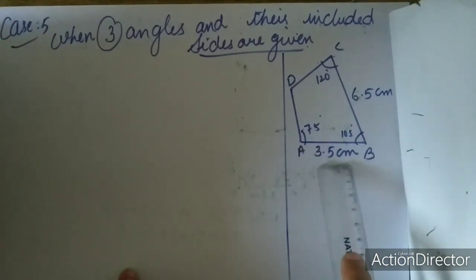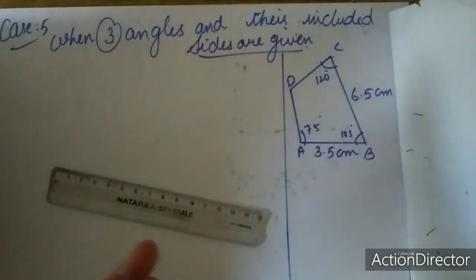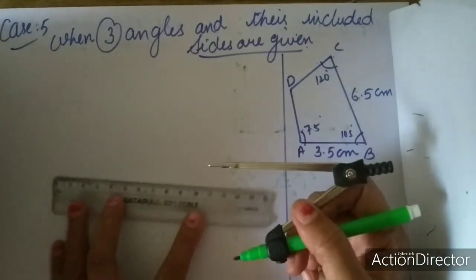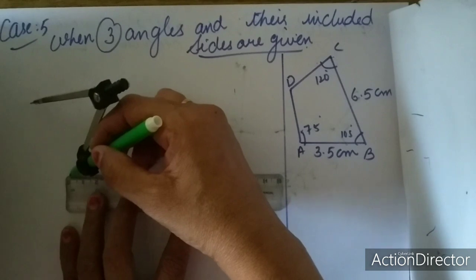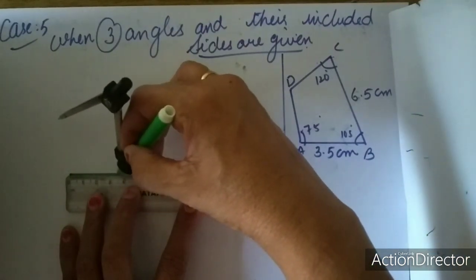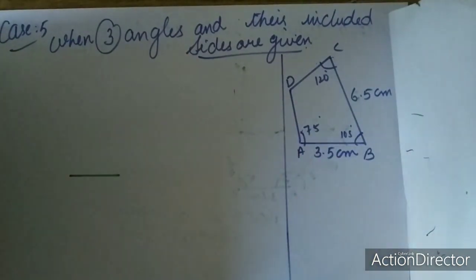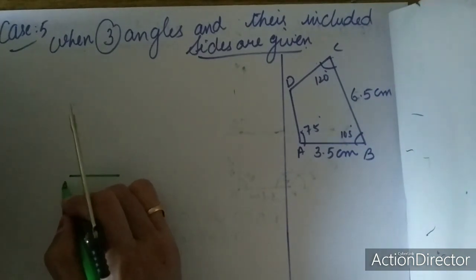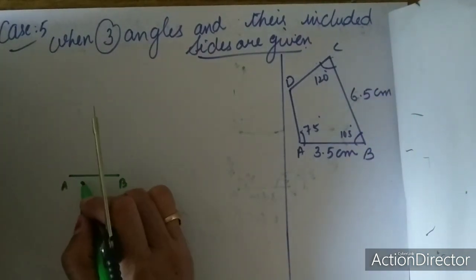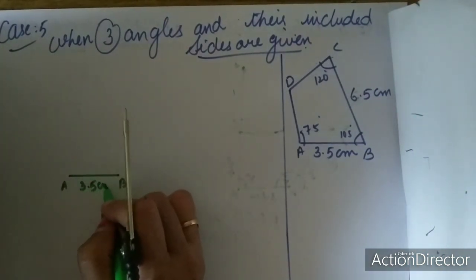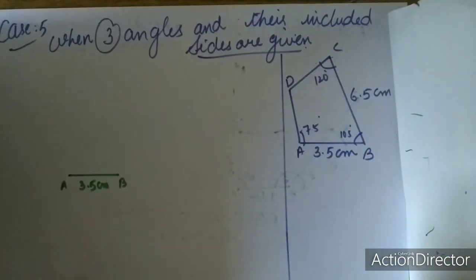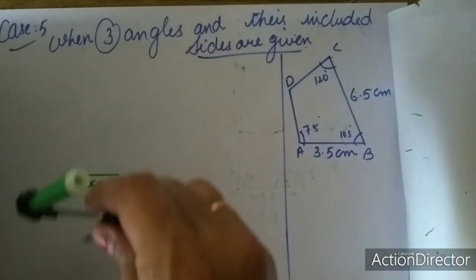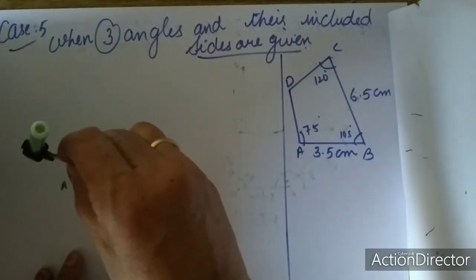What is the first step? AB is equal to 3.5 centimeter. So first we will draw a line segment AB of 3.5 centimeter. Now at the point A you have to construct an angle of 75 degree. So 75 degree, as I said earlier, we will construct using compass.